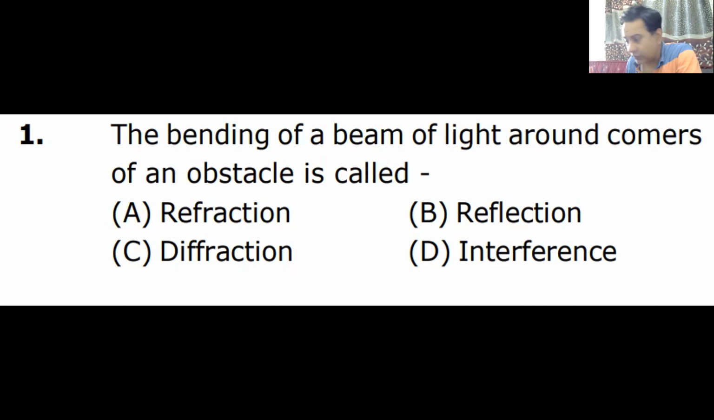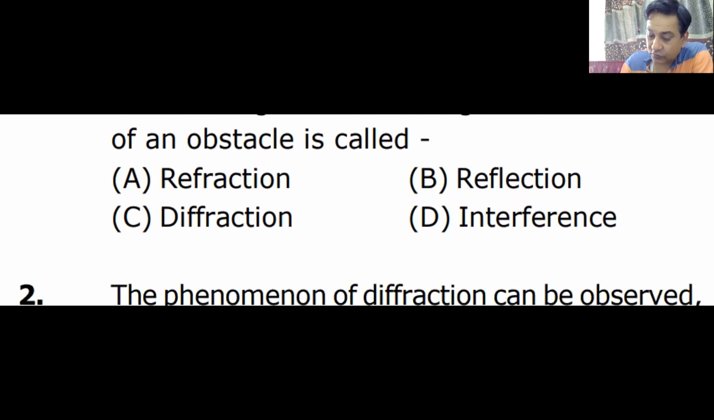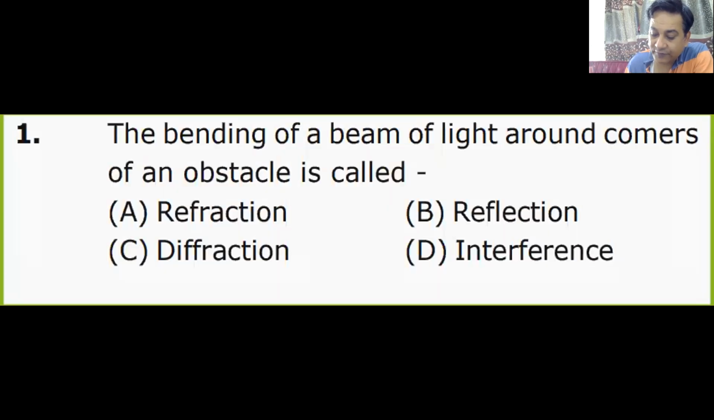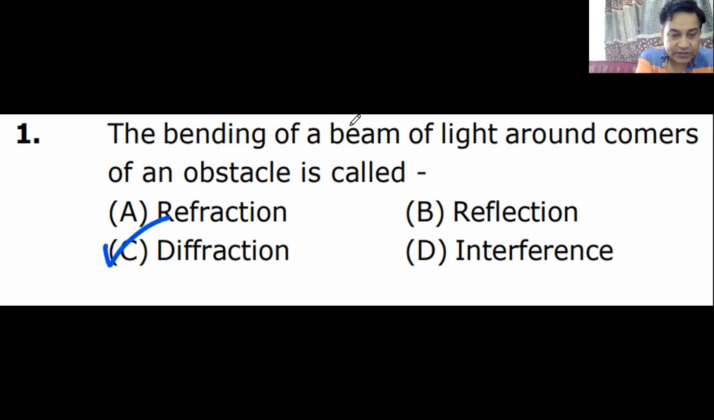Yes, beta, I can't hear you. What is the answer? The bending of light around the corners of an obstacle is known as, what is the answer? Answer is 3. It is known as diffraction. All of us know this. This is the simple definition of diffraction. Well done. Let us move to the next question.